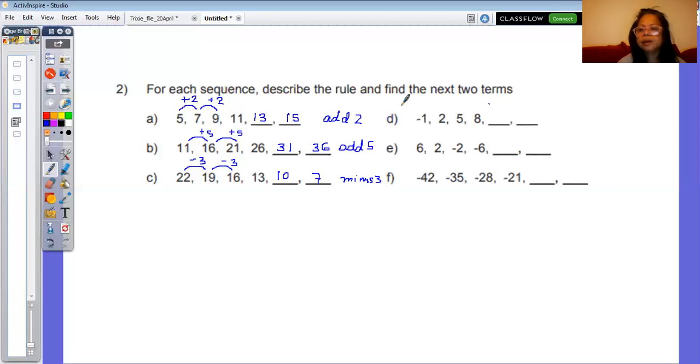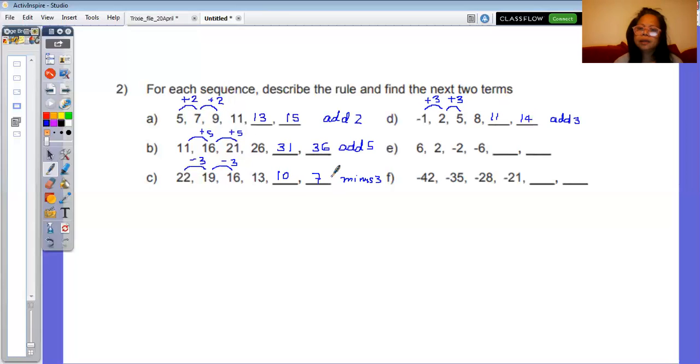Next one. So to go from minus 1 to 2, again, you need to think of your number line. It goes up by 3. And because it's going up, it's plus 3. So from 2 to 5, you can verify easily that it goes up by 3. So that's plus 3. So the rule is plus 3 or add 3. They mean the same. So you keep adding 3. 8 add 3, 11. 11 add 3, 14.